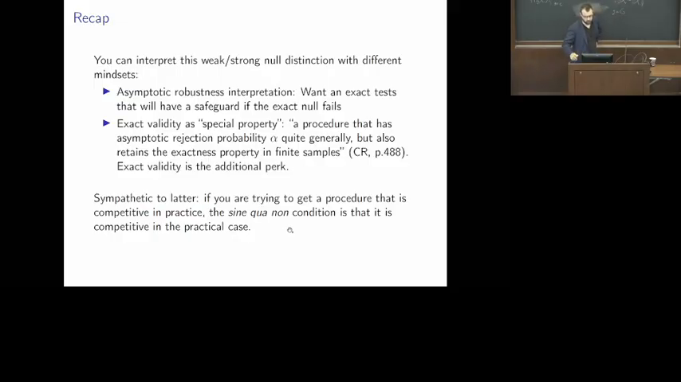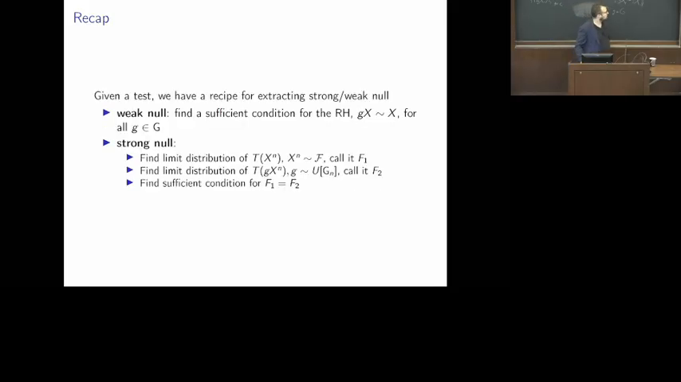The sine qua non condition for your procedure to be competitive in practice is really that in the practical case, so large N but really weak assumptions on the DGP, you're getting the same validity as your competing procedures. And as we're going to move towards regression, that's going to be the t-test. Okay.